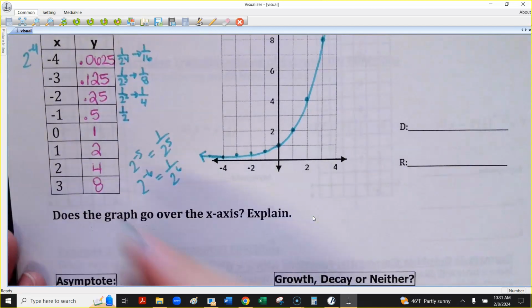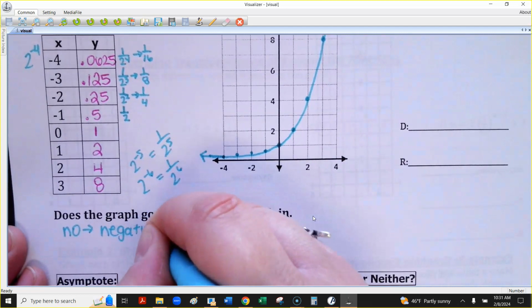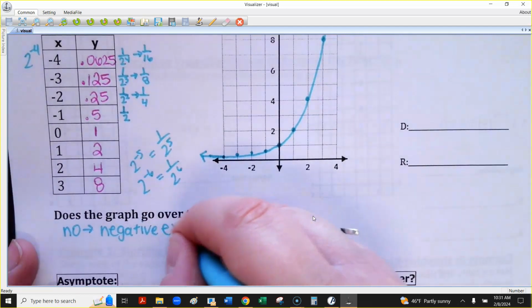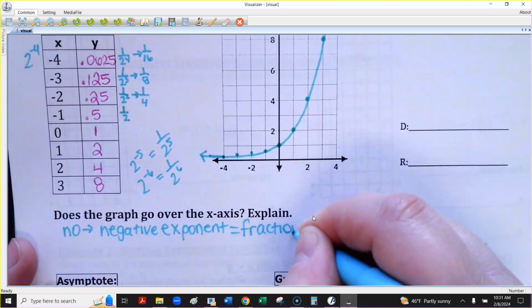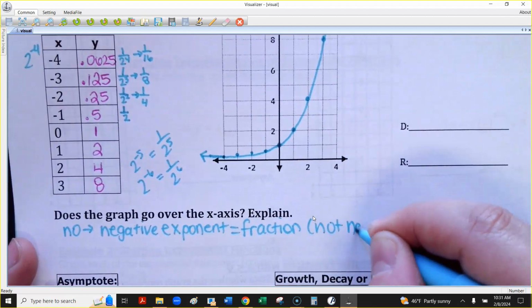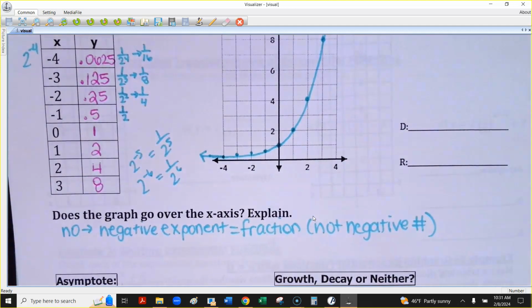And I'm going to write down here, just know, if you have a negative exponent, like we're plugging in negative values for x, that's a fraction. And it's not going to be a negative number. They're just going to be teenier and teenier fractions. Like I had 1/4, 1/8, 1/16. The next one would be 1 over 32, then 1 over 64, and then 1 over 128. So the numbers would just keep getting really, really tiny, so it gets really close to the x-axis, but it actually doesn't touch it and it doesn't go over it.